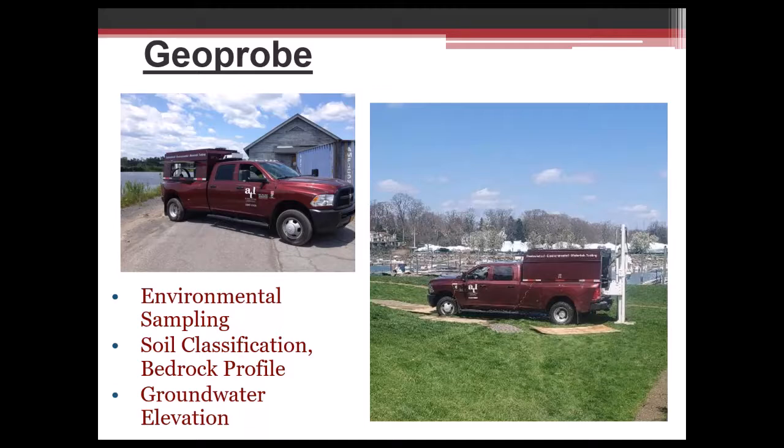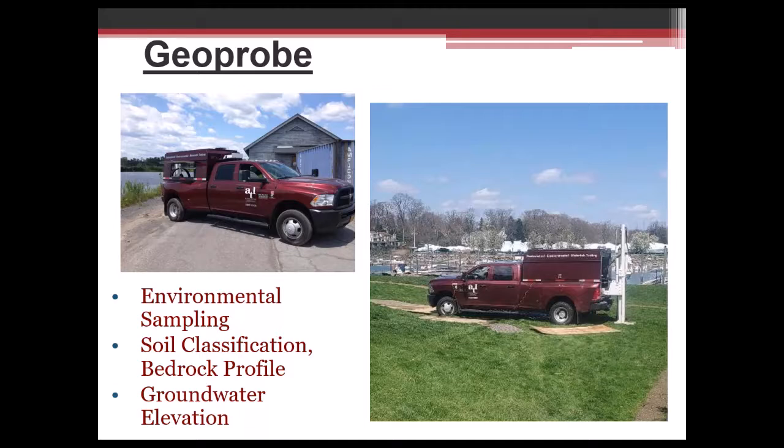Originally, this type of a unit was developed for environmental sampling, where all they were looking for was contamination in the ground, and they really didn't care about the blow counts because they were just trying to find the contamination plumes and delineate those conditions. But us geotech engineers got a hold of it and kind of came up with some other parameters that we can determine from it.